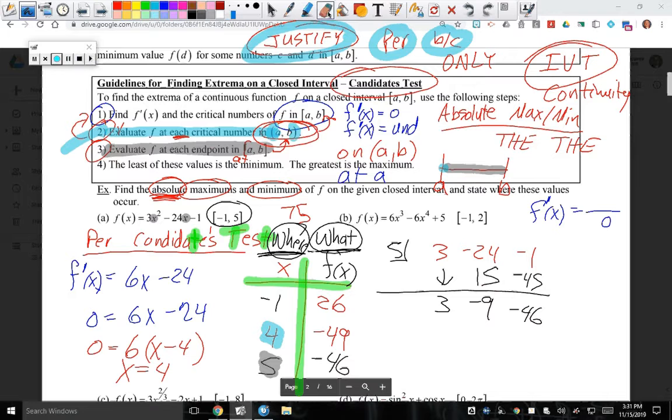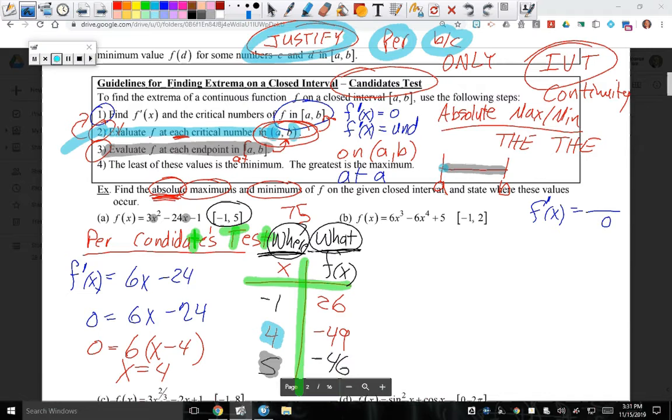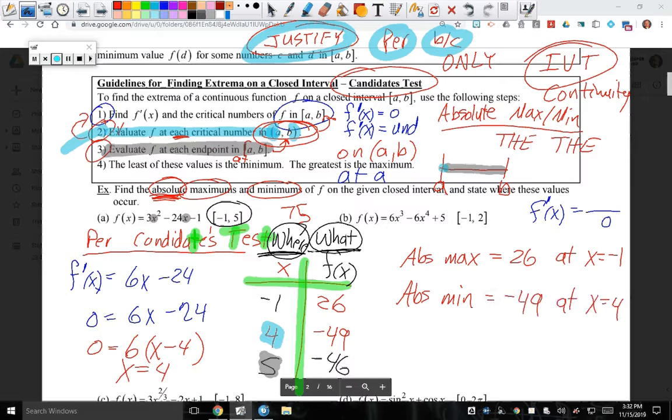You've done all this work, and the most important work I'm leaving, I'm not erasing. After all this work and saying per candidates test, we're going to put the absolute max equals what? Equals 26 at x is equal to -1. The absolute min equals what? -49 at x is equal to 4.